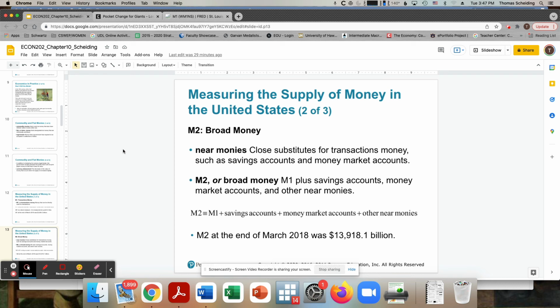So think of this in a pyramid sense. M1, that's our transaction money. M2 is now covering everything in M1 plus some things that are a little bit less liquid, such as savings accounts, money market accounts, and other near monies. So, a savings account, technically speaking, you're not allowed to take that out for a certain number of days. That's what the banking law is.